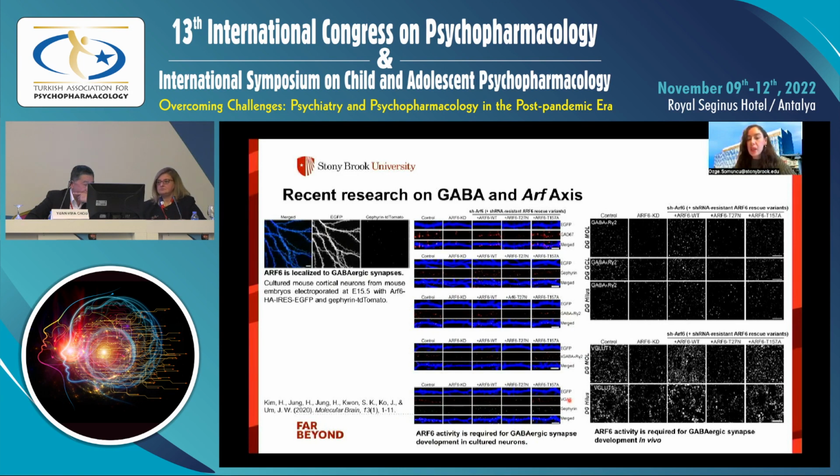And they also did this analysis in vivo experiments. They also used a knockdown model, and they also had some mutant variants, either the rescue mutants or the knockdown mutants, along with the control group. And they also realized that when there's the ARF6 knockdown, the synapse development of the GABAergic neurons was not being developed properly.